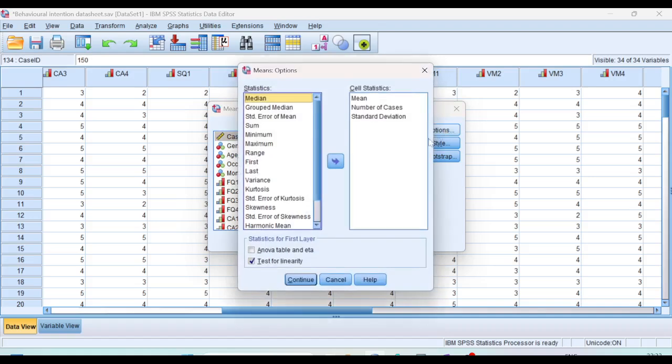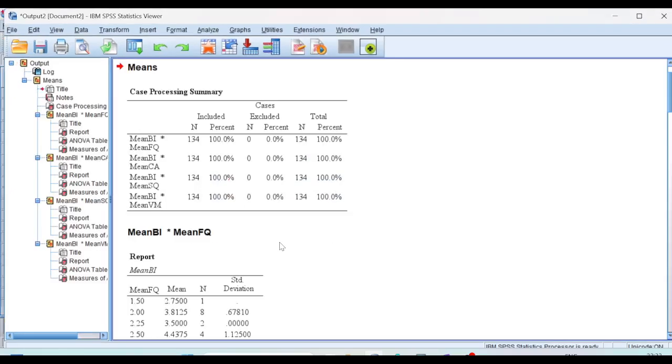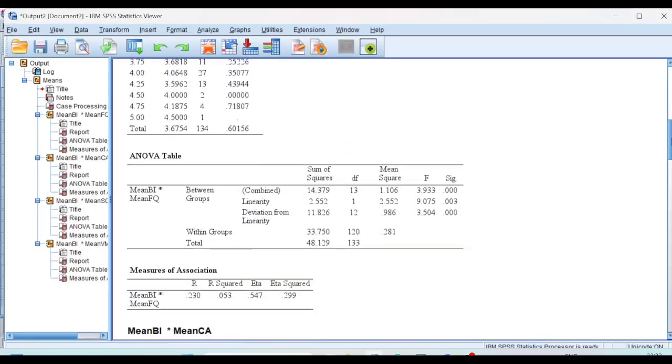So in the options, I just check test for linearity. It has to be clicked and press continue and press OK. Now let us see. We go to this ANOVA table. It will give us the linearity test between the dependent variable BI and independent variable food quality. Linearity. Now you see the significance value. Is the linearity significant? Yes, it is significant because the value is below 0.05.